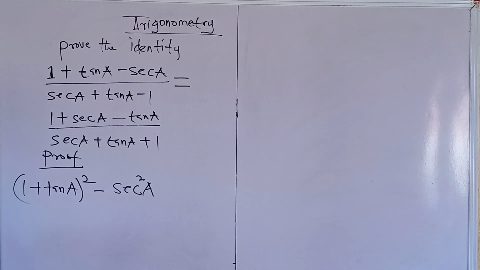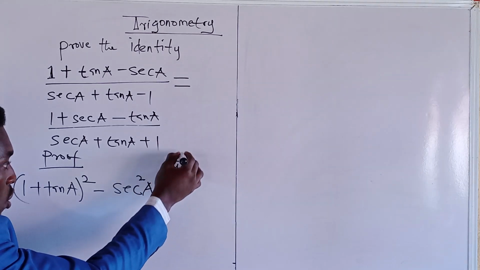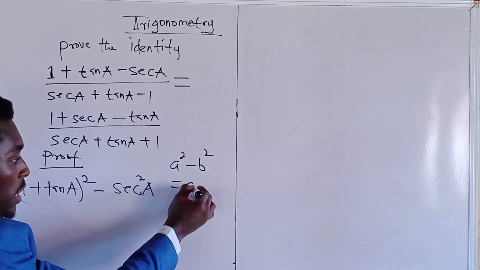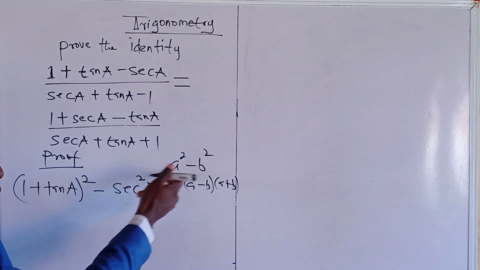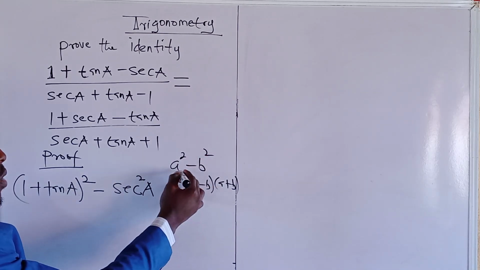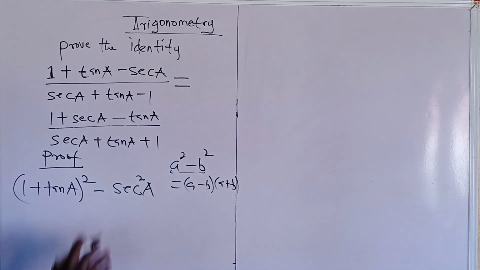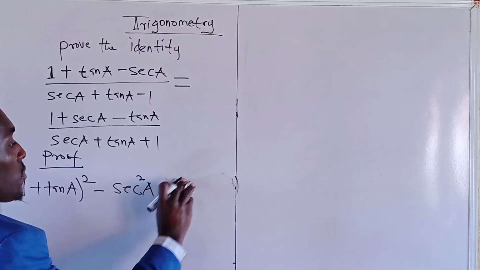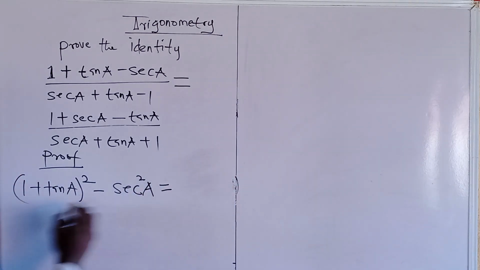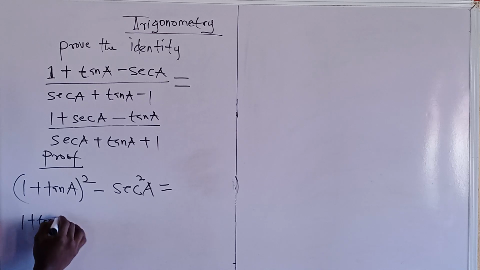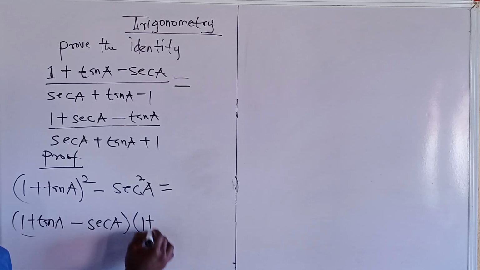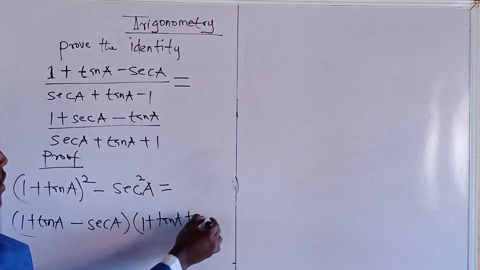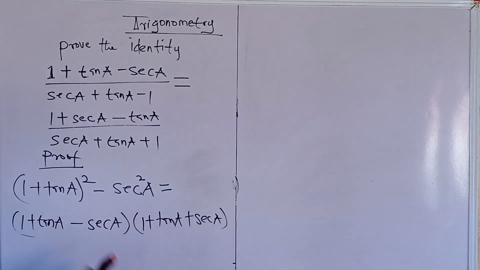As a simpler way of representing things, A squared minus B squared can be written as A minus B multiplied by A plus B. This is a difference of two squares with a monomial term. So if we apply the same method of factorizing to this expression, we shall have this equal to 1 plus tangent of A minus secant of A multiplying 1 plus tangent of A plus secant of A. So we have this expression.